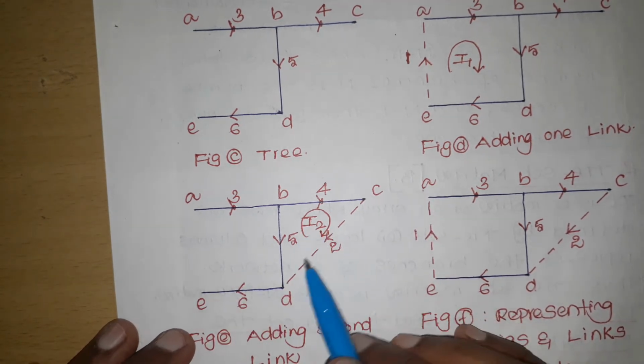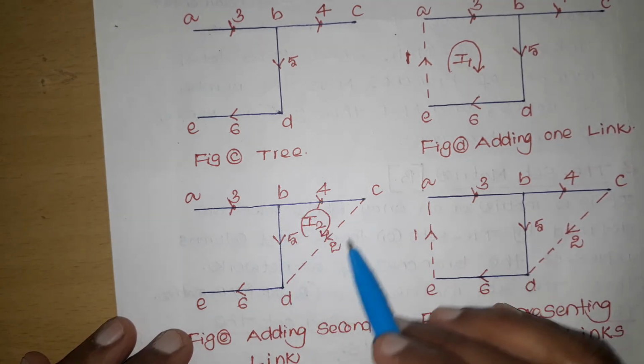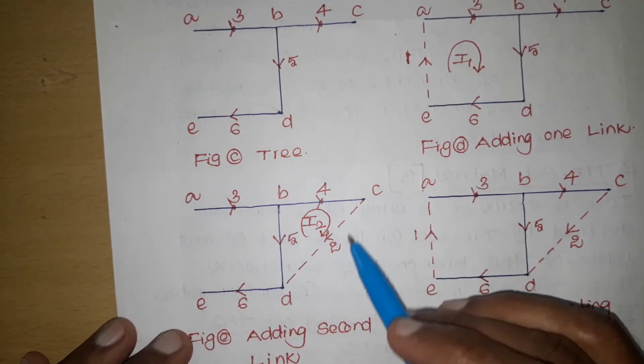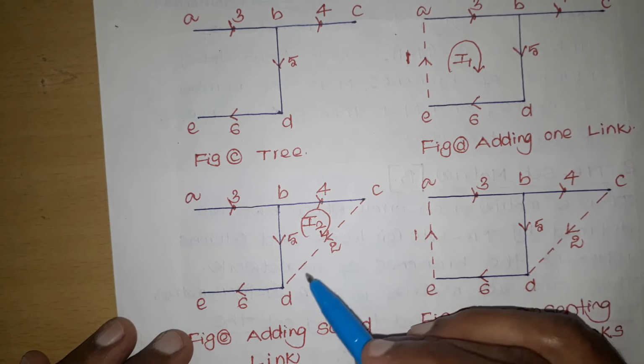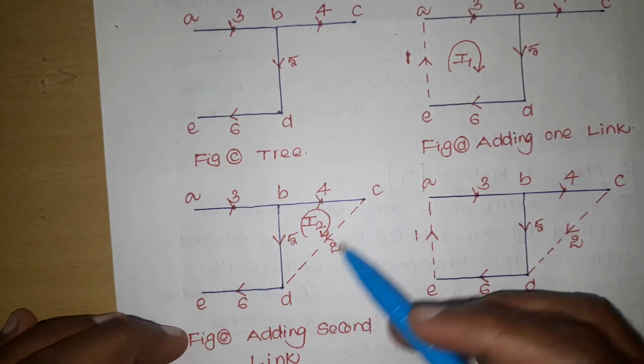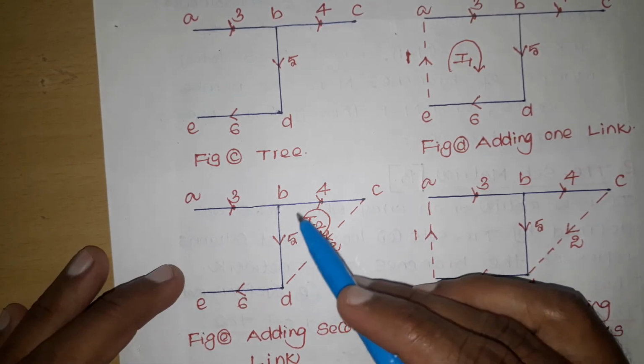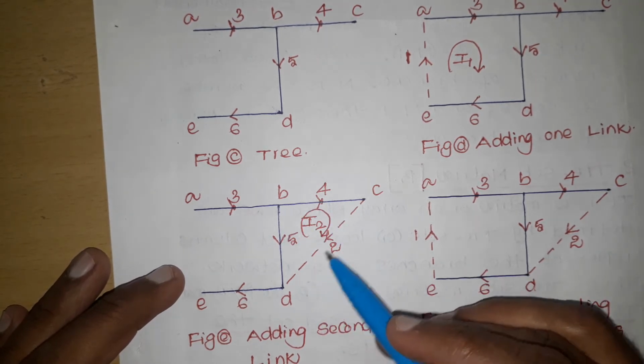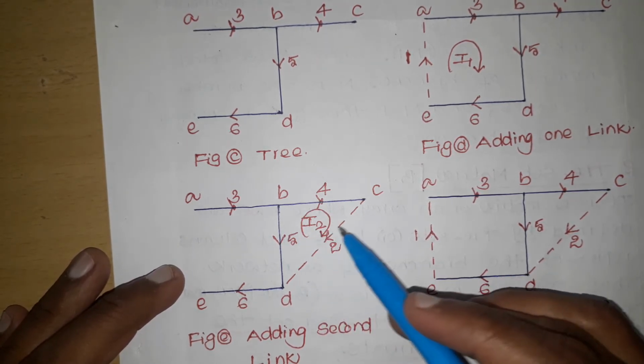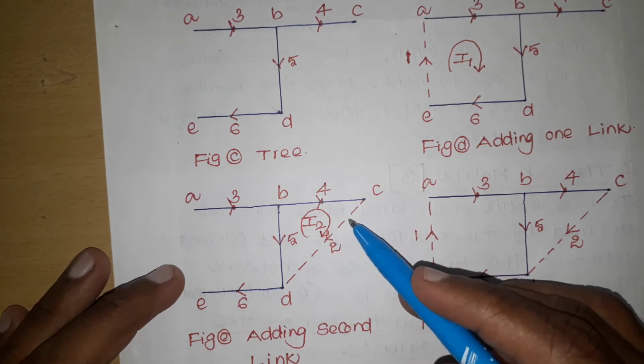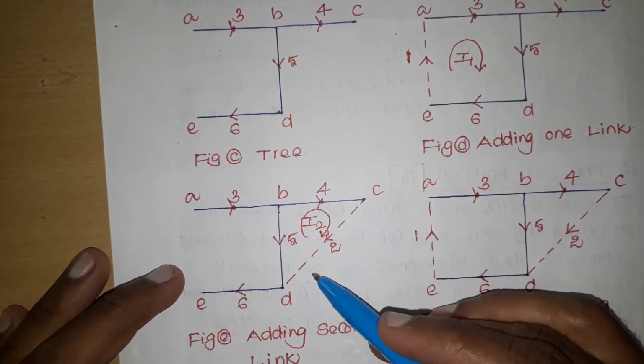After adding link 2, again there is a closed path for the current. Let I2 be the current in this branch, because we have to take the direction of I2 as the direction of the current in this second branch.